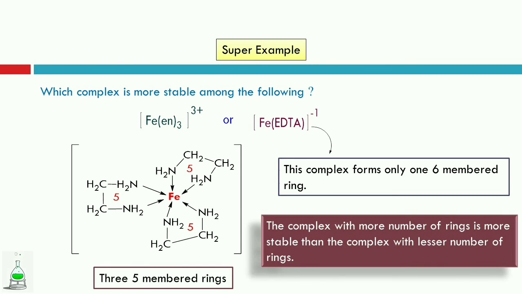So far, we have discussed the types of ligands based on their density and behavior. In the next video, we will discuss about the nomenclature of complex compounds.